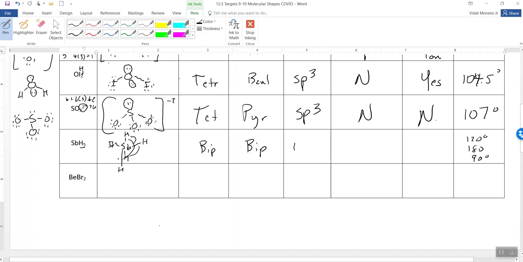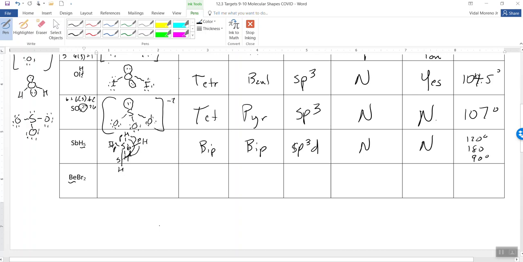Hybridization, SPPP, done with the P's, and now you have to go to D. sp3d. Resonance, no double bond, does not resonate. And is it a dipole? Well, all 5 sides are exactly the same, so it is exactly the same. Therefore, no, it is not a dipole.